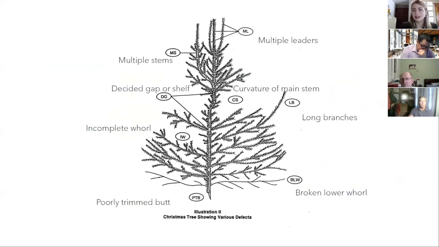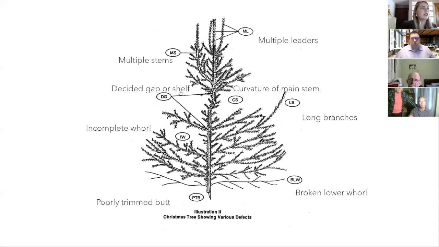So here's a diagram. These are a few examples of some of the issues that might be considered defects in the grading system. One to keep in mind, and I'm going to point it out here, is the difference between multiple stems and multiple leaders. So multiple stems will result in culling the tree, while a multiple leader is just listed as a defect and it might lower the grade.